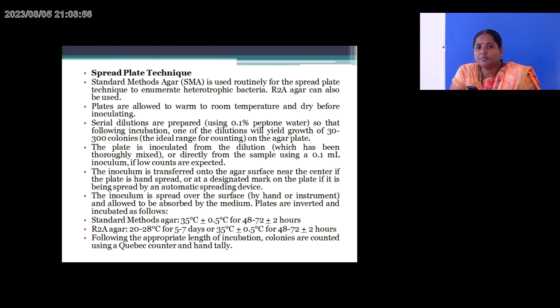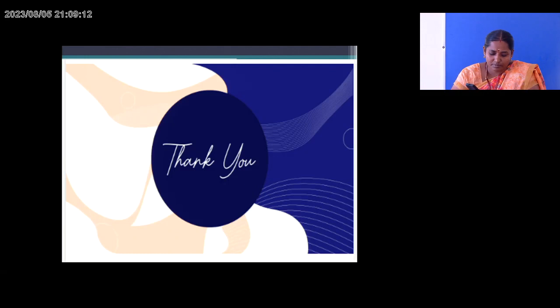For standard methods agar, 35 degrees Celsius to 48 degrees Celsius is used for the incubation time. In total, 5 to 7 days of incubation, and afterwards the colonies are enumerated mechanically or manually for this type of plate technique. Thank you.